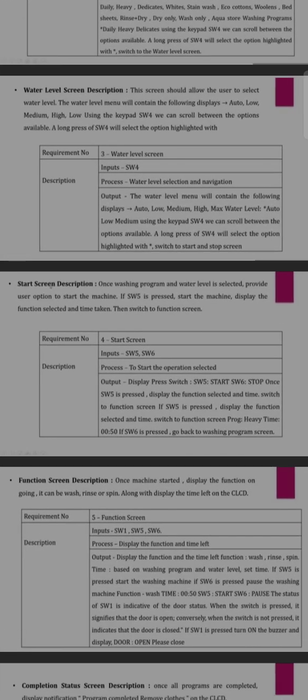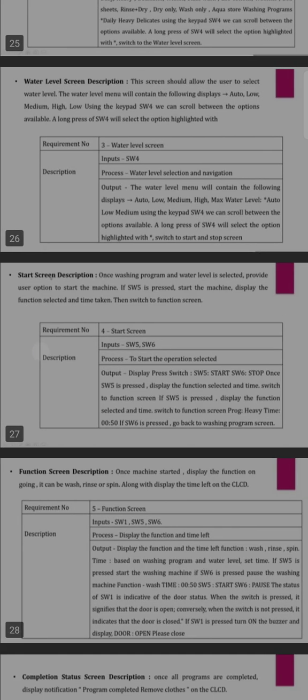Water level screen description. The screen should allow the user to select the water level. The water level menu will contain the following displays: auto, low, medium, high, using the keypad switch 4. We can scroll between the options available. A long press of switch 4 will select the option highlighted with star.